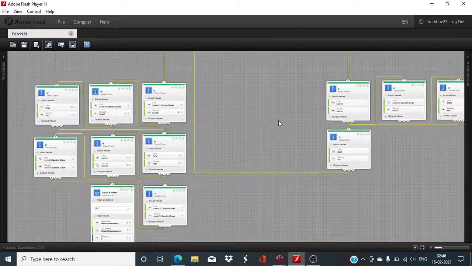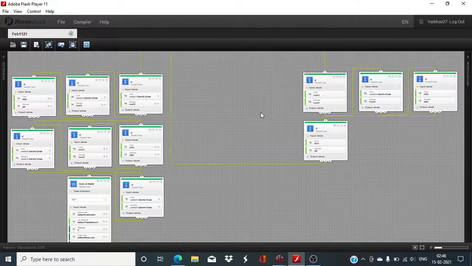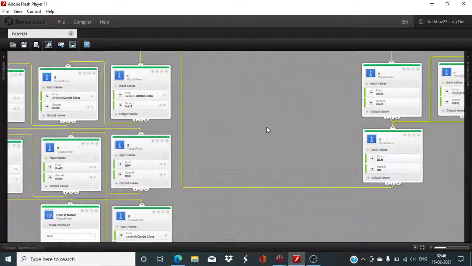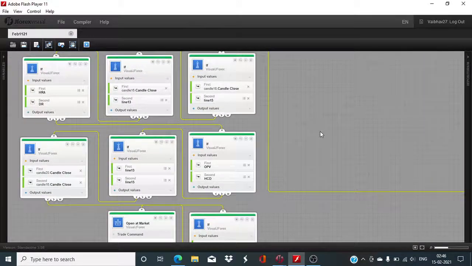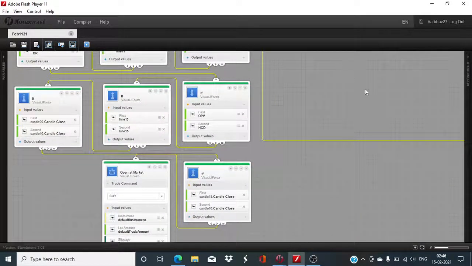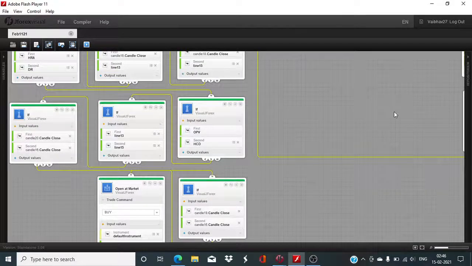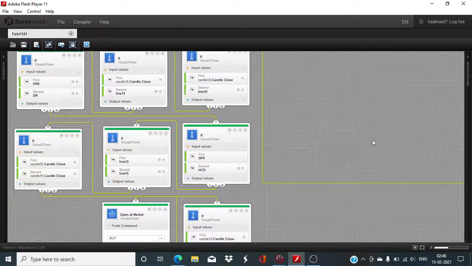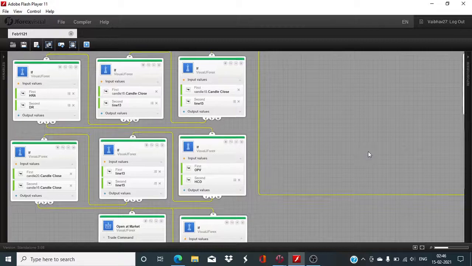Okay, and we have to make sure that our setup is symmetric. So these conditions need to be the inverted copies of each other.